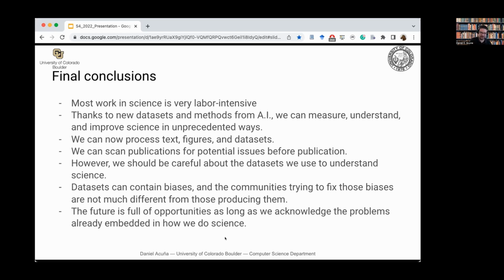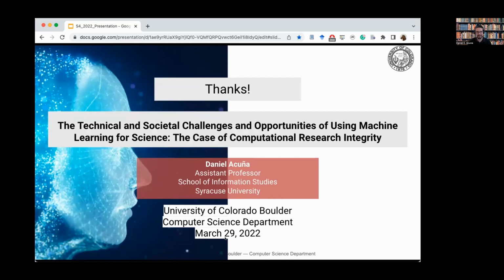But I show also that we should be careful about how we use data that has been produced in the past, because it might contain biases. So if we're using recommendations based on text, for example, we should be careful because the text itself contains biases against demographic information. Okay, and with that, I'll finish.